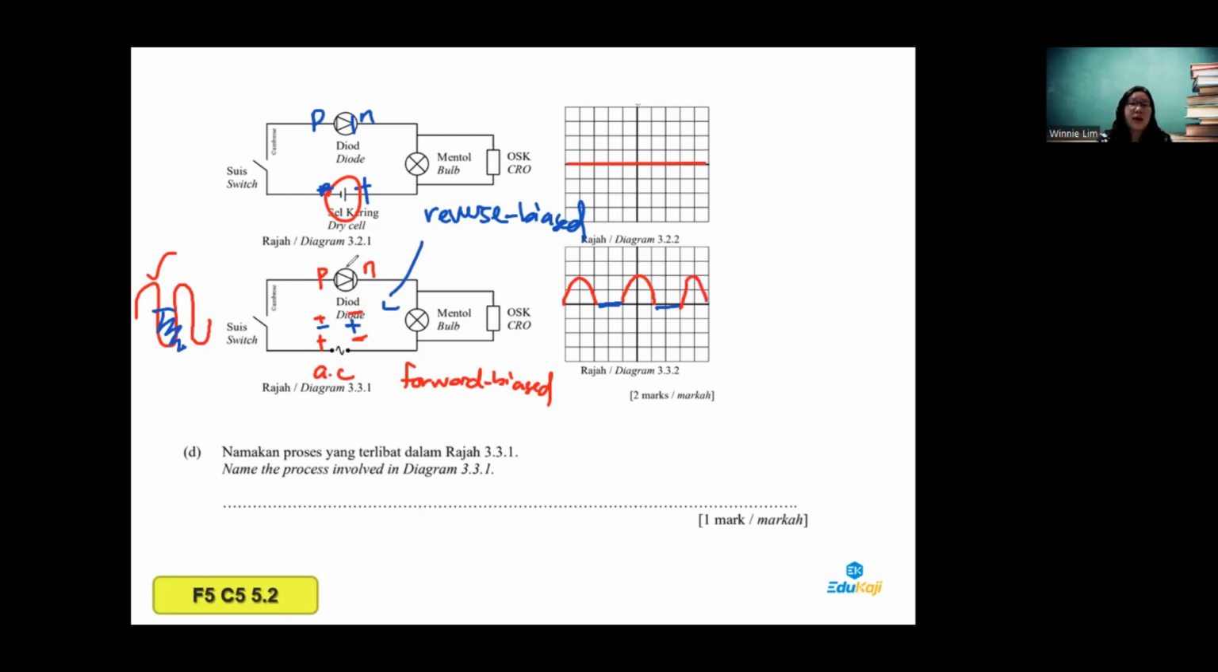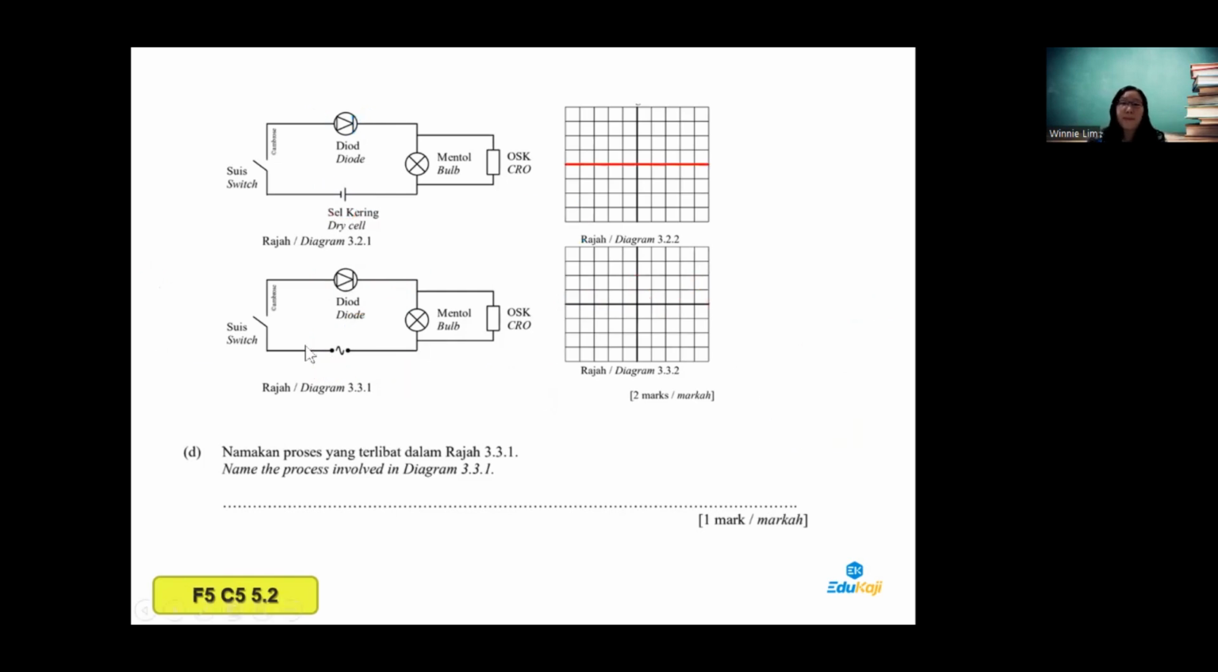A diode can change AC to DC. This process is called rectification, and the diode acts as a rectifier. Now, if one diode, you will have half wave rectification. If you have 4 diodes, like a bridge, then you will have full wave rectification.